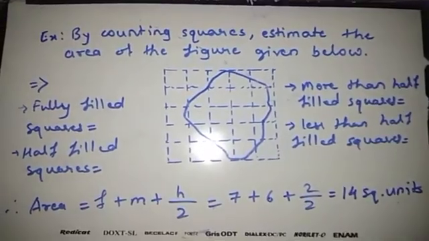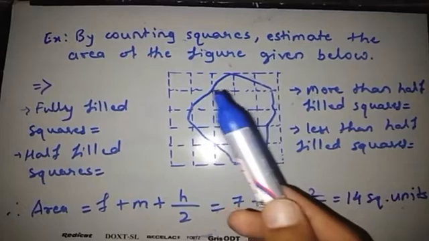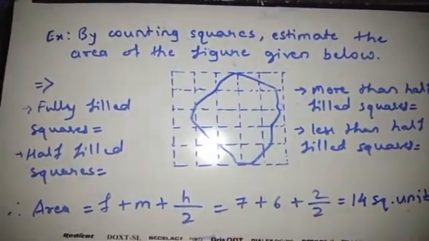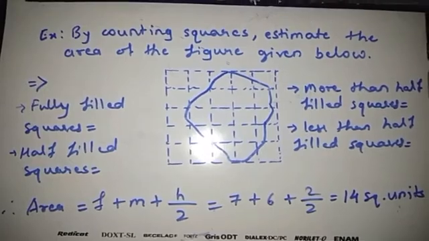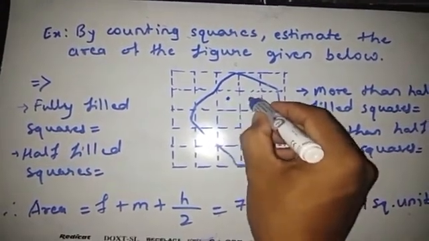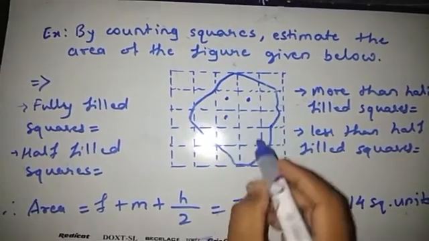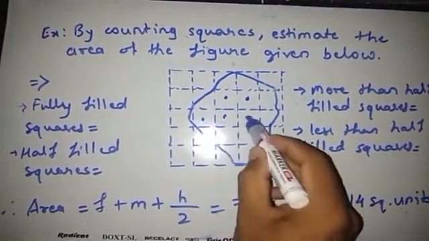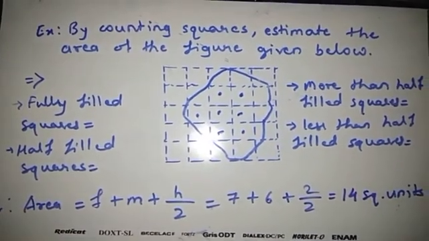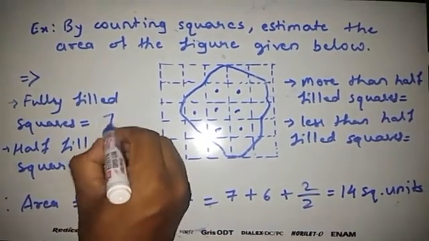See here one example. By counting squares, estimate the area of the figure given below. Now here we are going to find out the area of this figure. In this, first we need to find out fully filled squares. So here we can see this one, 2, 3, 4, 5, 6 and 7. 7 squares are fully covered. Therefore, fully filled squares are 7.